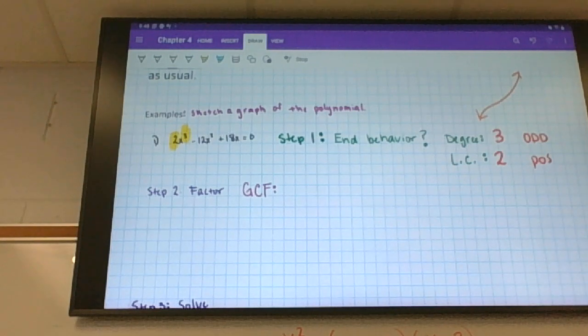Alright, next you have to factor. So this has a greatest common factor in it. So go ahead and take out a GCF. Everything divides by 2 and x. Factor a GCF. And then keep going. Factor this polynomial like you did on the quiz.